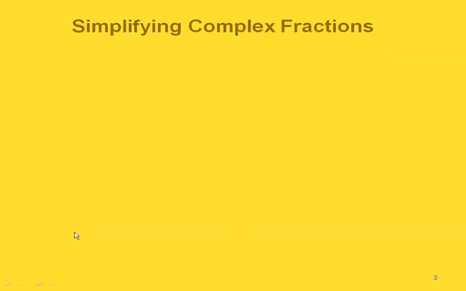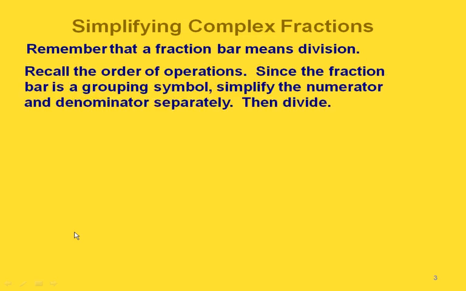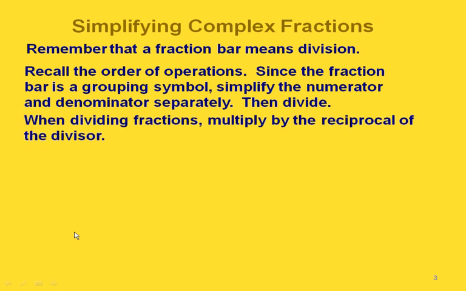Now what we're going to do with these is to try and simplify them. To do that we have to remember first of all that a fraction bar means division. When we go back to our order of operations, since the fraction bar counts as a grouping symbol, we have to simplify the numerator and denominator separately first and then divide. And also remember that when we're dividing fractions, we have to multiply by the reciprocal of our divisor. In other words, we take the fraction that we're dividing by, flip it over, and turn it into a multiplication. So let's look at an example here.